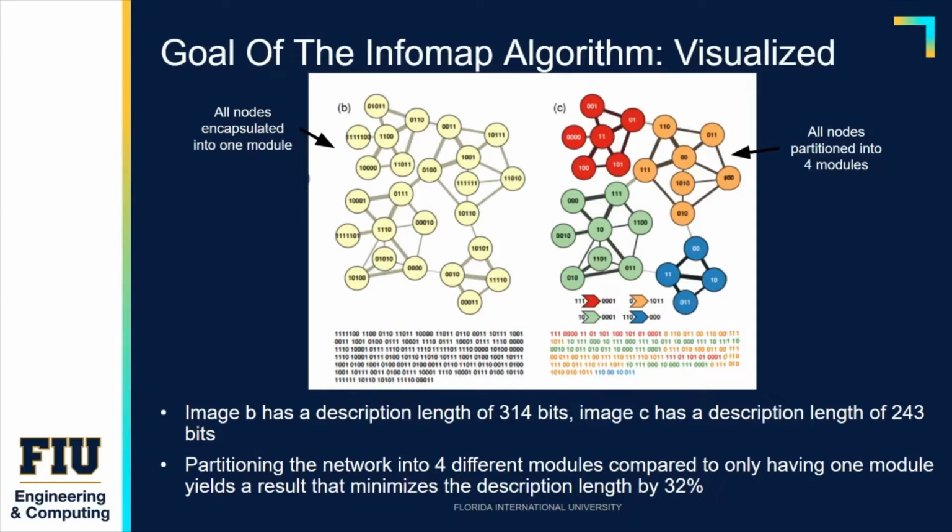Something else to keep in mind for image C is that, just as stated before, there are the entrance and exit probabilities, or the entrance and exit code words, that need to be used. So essentially what InfoMap is trying to do is find a balance between keeping the Huffman code words within each module as short as possible, while also not letting the entrance and exit code words for each given module get too long. As you can see, partitioning the network into 4 different modules compared to only having one module yields a result that minimizes the description length by 32%.